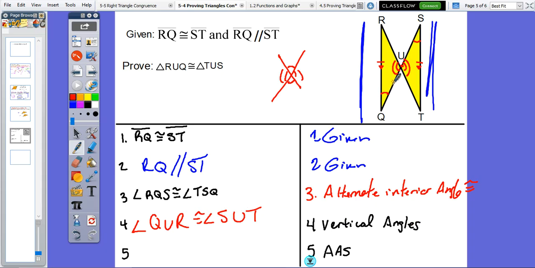So now we have an angle followed by a side, an angle followed by a side. So now we can see our triangles are congruent. Triangle RUQ is congruent to triangle TUS by the angle side.